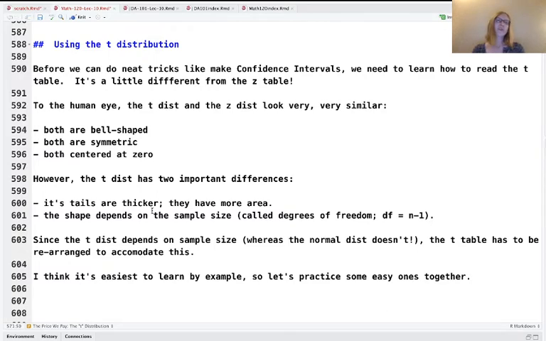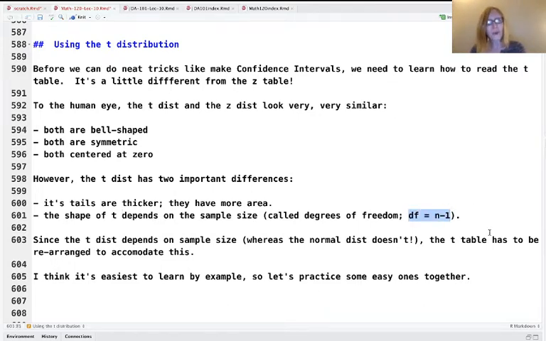Another important difference between the two is the shape of t. Let me clarify. The shape of t depends on the sample size. We're using the sample standard deviation, so samples are an important part of the t-distribution. In this particular context, we call it degrees of freedom. Degrees of freedom is basically the same thing as sample size.